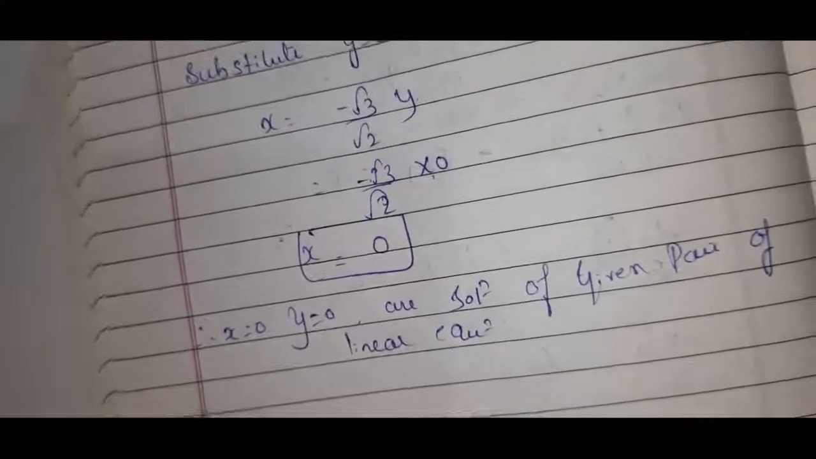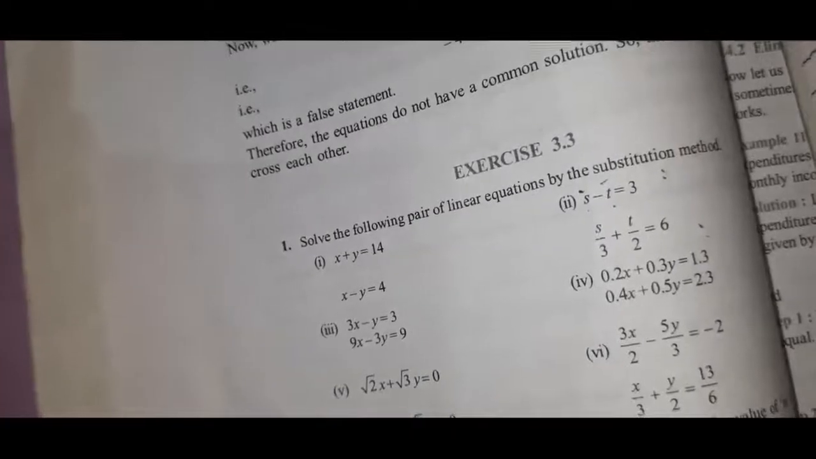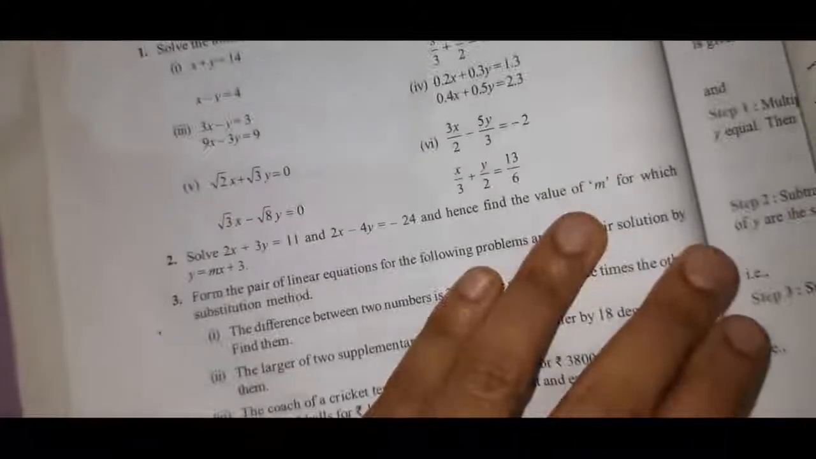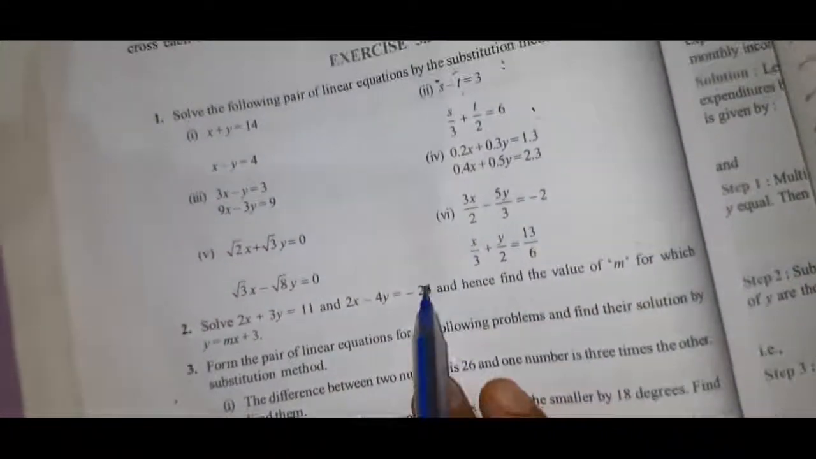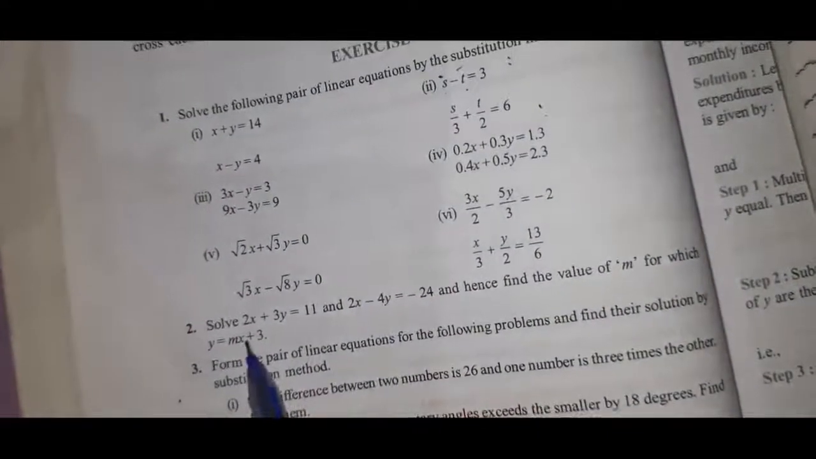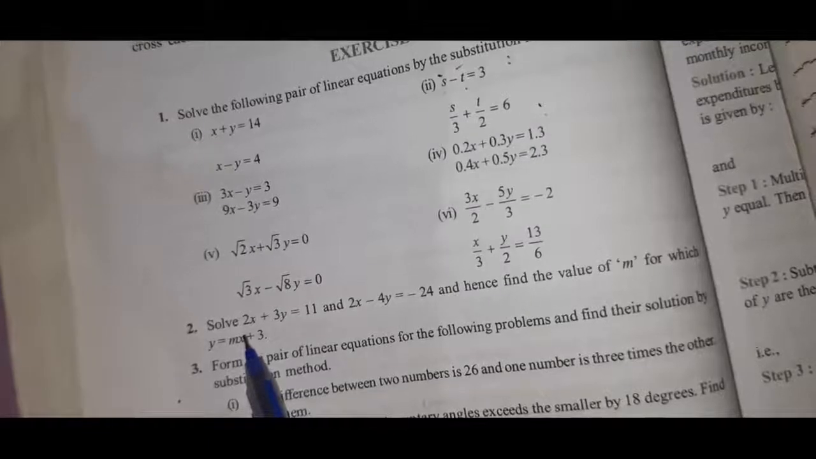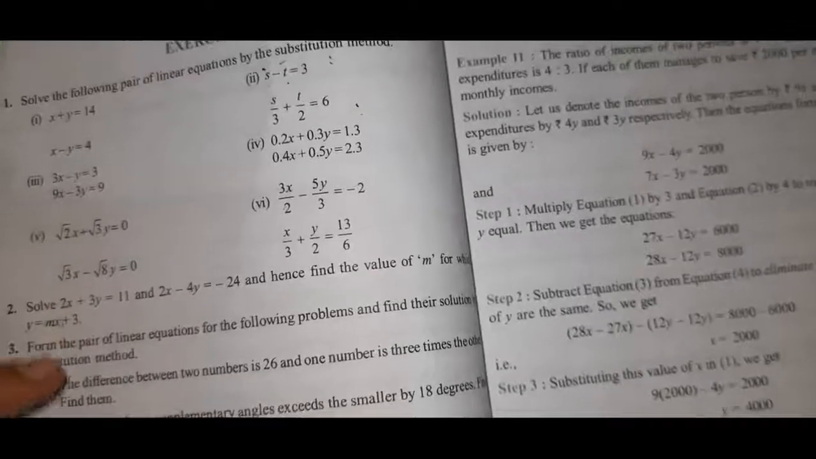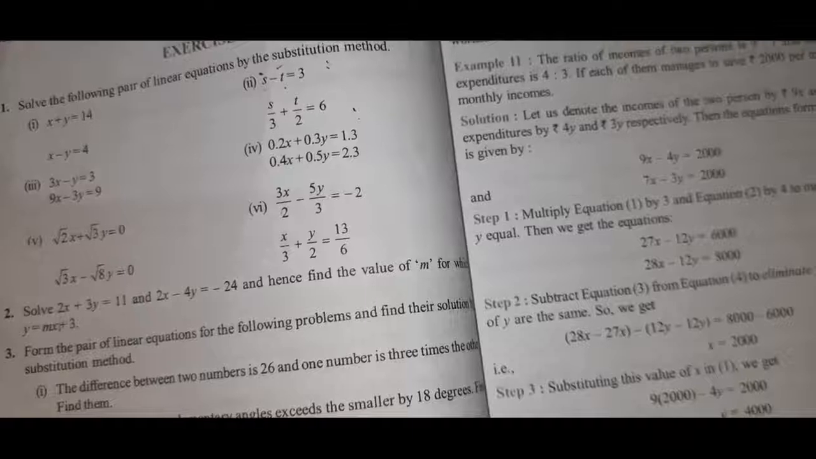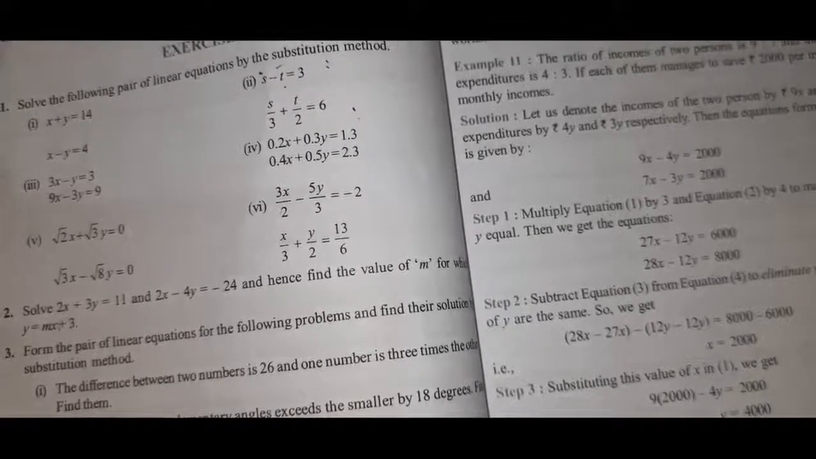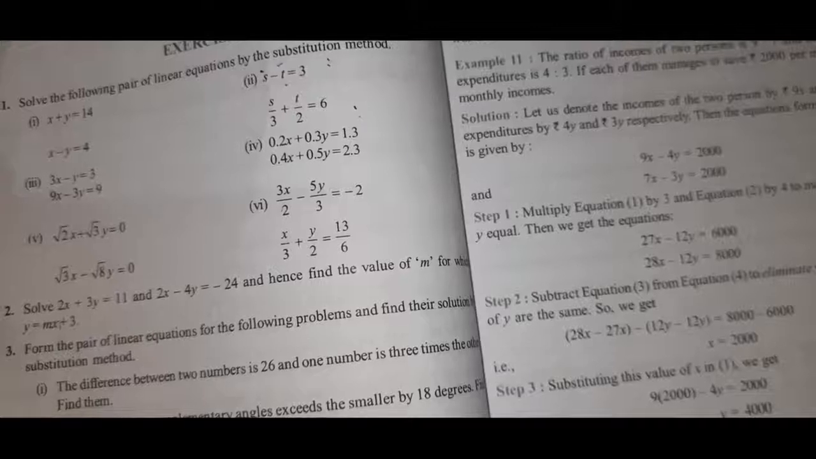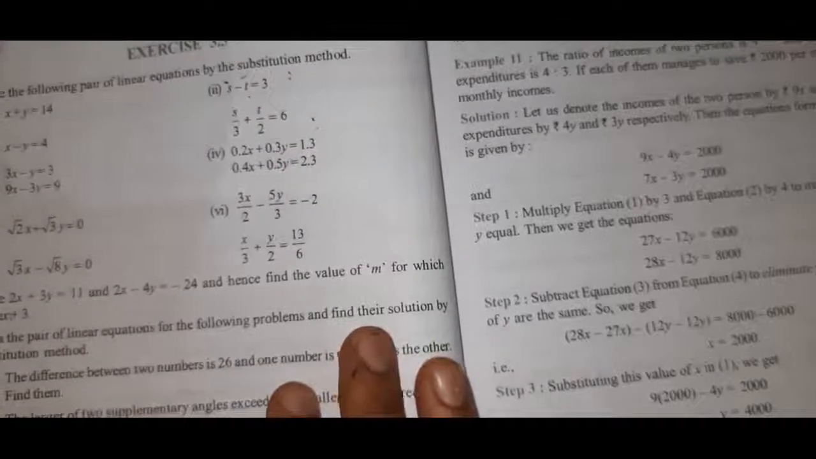This is the solution of the fourth problem. And take the left problems as homework. Let's start with the second question. Next problem: solve 2x plus 3y equals to 11 and 2x minus 4y equals to minus 24. Hence find the value of m for which y equals to mx plus 3.